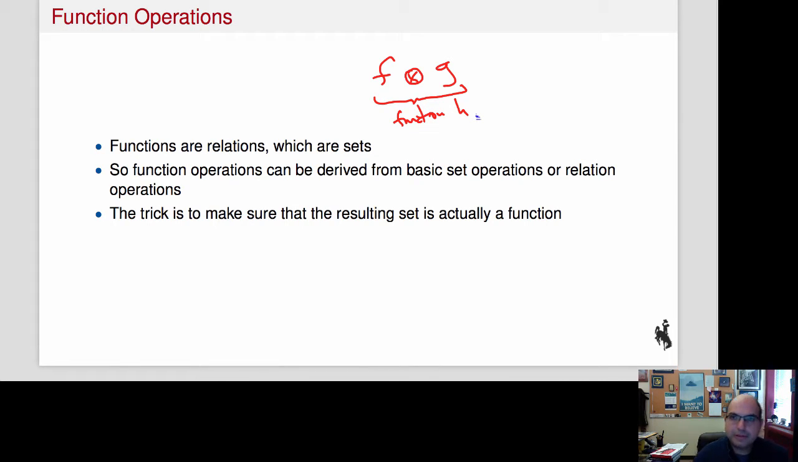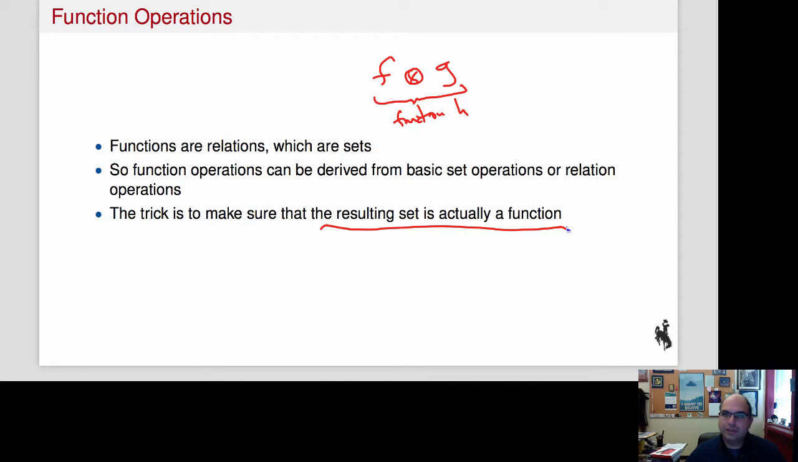Now, remember when we did this with relations? Relations are sets. And so all of the set operations like union and intersection and set difference actually apply to relations. And the same is true here. Functions are relations, which are in turn sets. So any set operation, any relation operation is almost automatically a function operation, right? The only problem is that we need to make sure that we actually return a function.